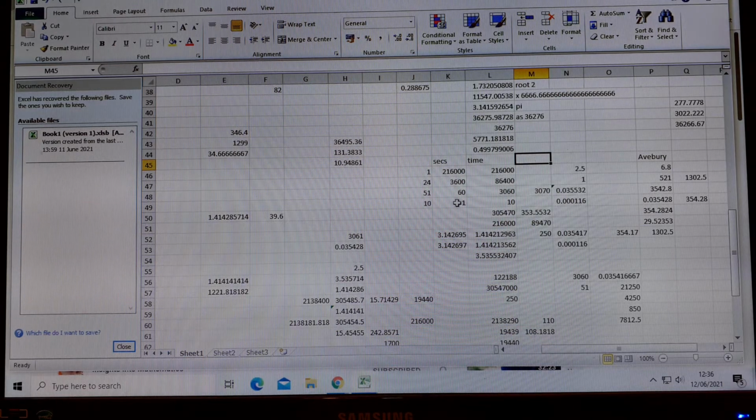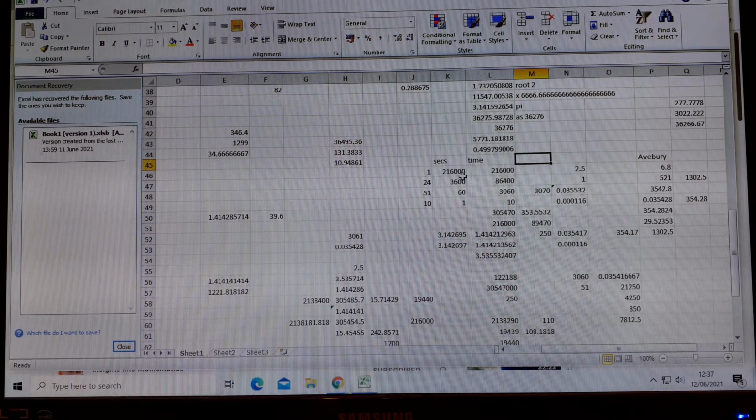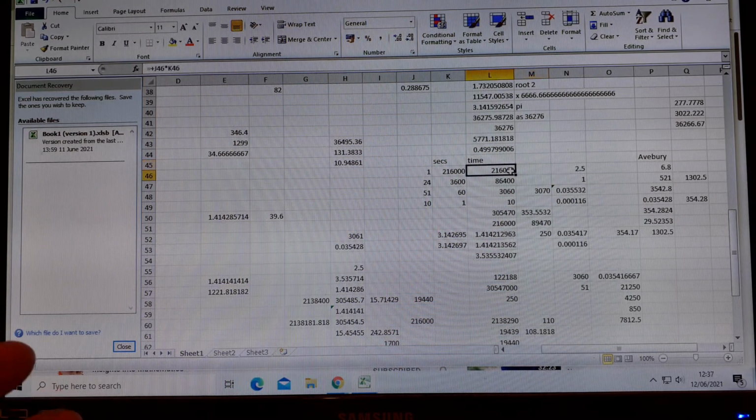The 10 is factored by a 1, so that's 10 seconds. The 51 is factored by 60, so that's minutes. The 24 is factored by 60 times 60, giving us a day. And the 1 is factored by 216000, and we all know about this number from the previous presentation. So that brings something else in. Is this the circumference of the Earth? Because it is in the previous presentation.